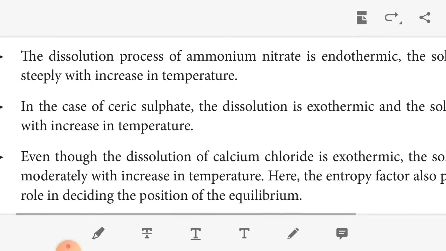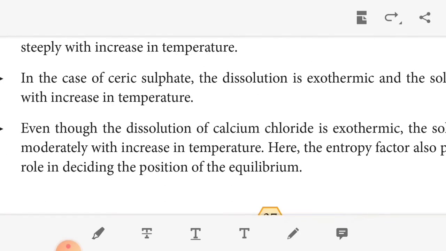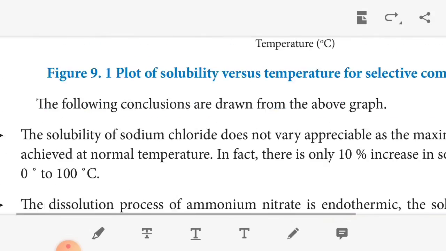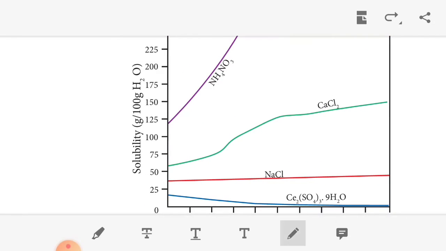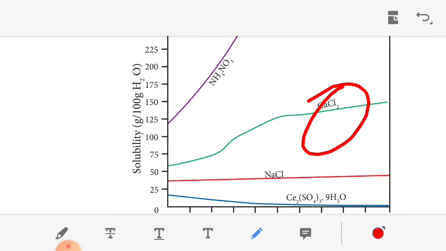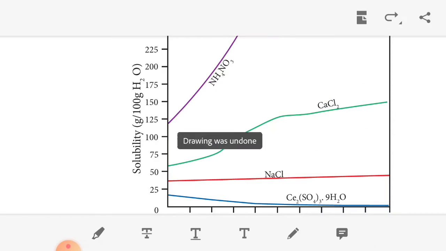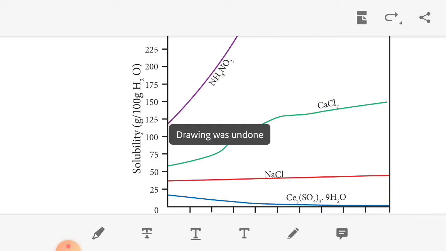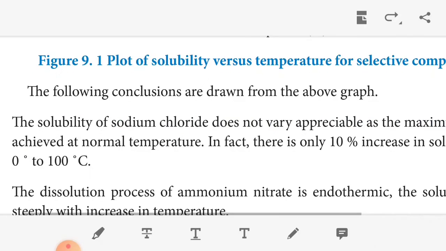Even though the dissolution of calcium chloride is exothermic, this one is calcium chloride. Even though the dissolution of calcium chloride is exothermic, the solubility increases moderately with an increase in temperature. The entropy factor also plays a significant role in the position of the equilibrium. Okay, the next one, gaseous solute in liquid solvent. In the previous one, it was solid solute in liquid solvent.